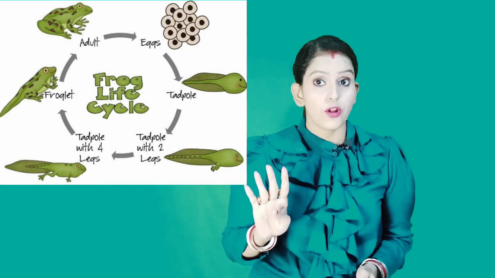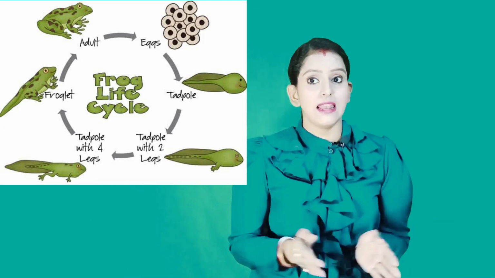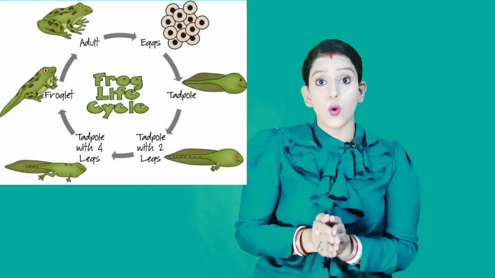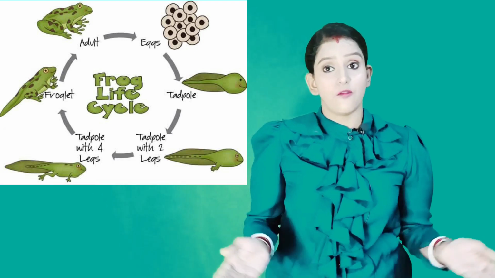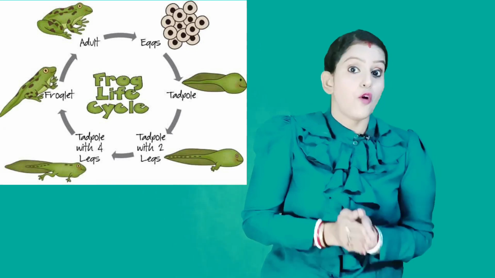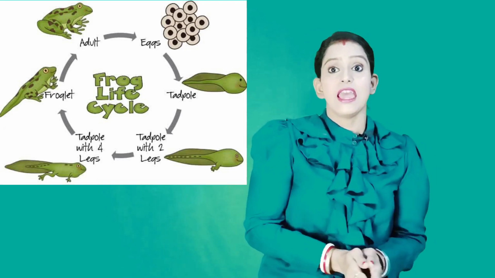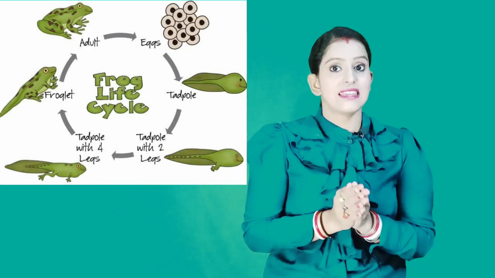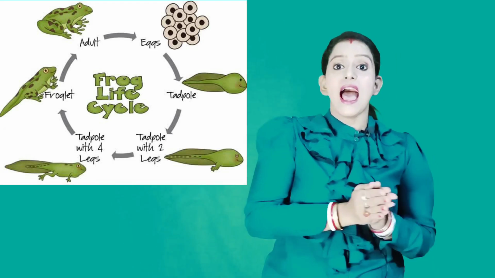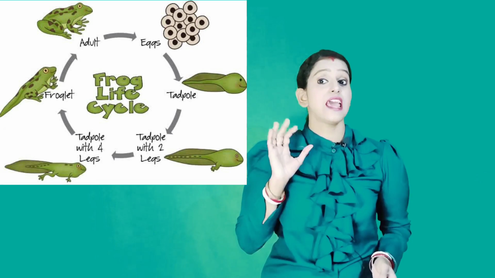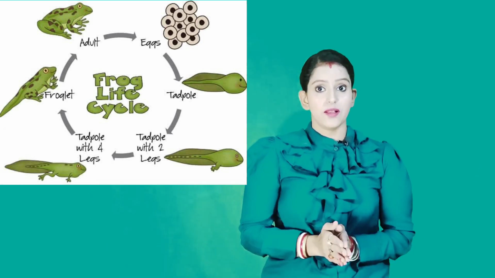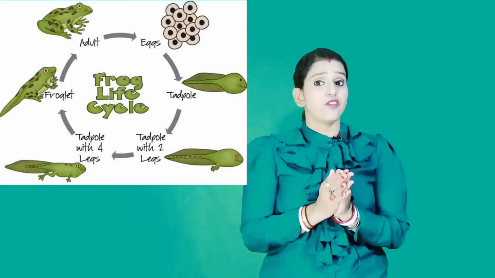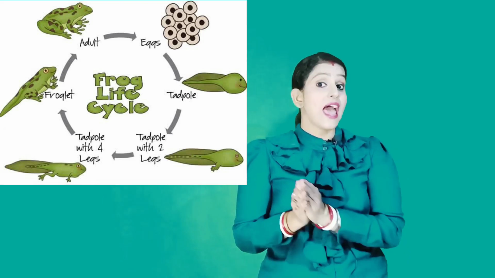Stage 4. Froglet with a tail. The tail of the tadpole swings and the tadpole grows into a froglet. The froglet has legs for hopping and walking. It breathes through the lungs and feeds on insects. It can live in water as well as on land. Stage 5. Adult frog. The tail of the froglet disappears completely and the froglet develops into an adult frog.